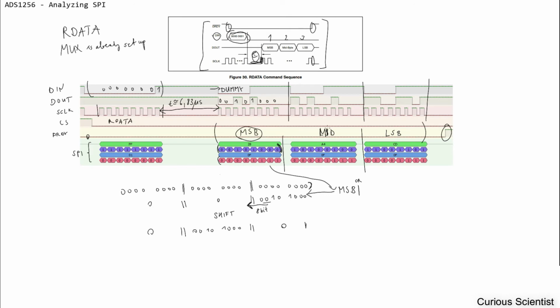And now we have the mid byte. So the mid will come here. So we see that this is 1. Sorry, I write it here. So this is 1, 0, 1, and then 0, 0, 1, 0, 0. So basically this number here will take up this space.